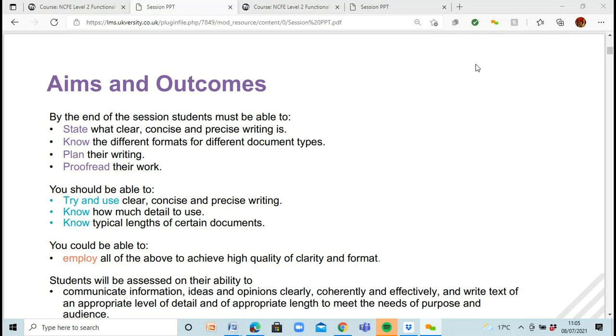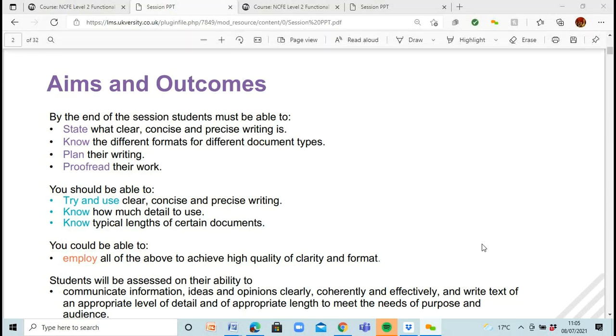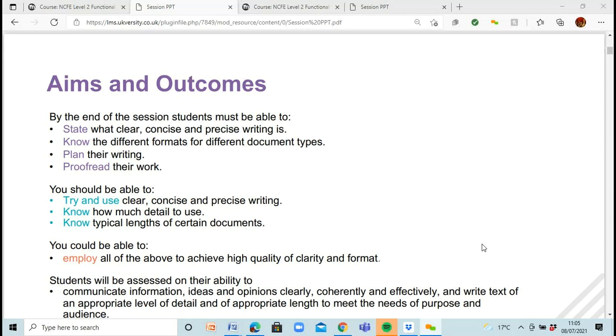So within your tests, when you get to them, you're actually going to be assessed on your ability to do the following things. So to communicate information, your ideas and opinions, put them down clearly, coherently, and effectively, and write a text to an appropriate level of detail, and also so that it meets a good and appropriate length, so that it meets the purpose of the audience. So you should be able to do all of these things and determine how long a piece of text should be. So, for example, if they ask you to write a letter or write an article to cover some arguments, you should be able to do that.